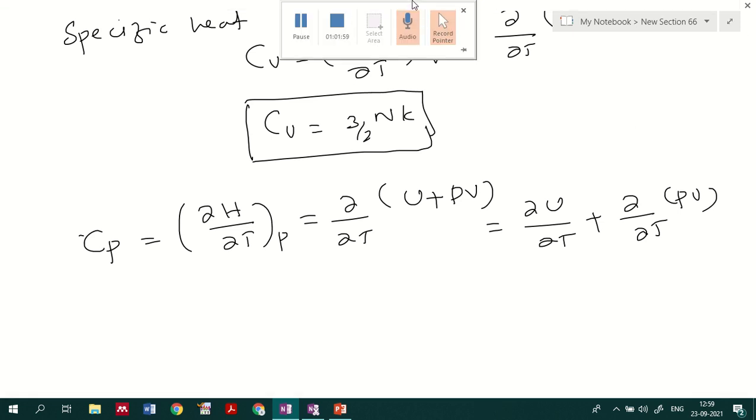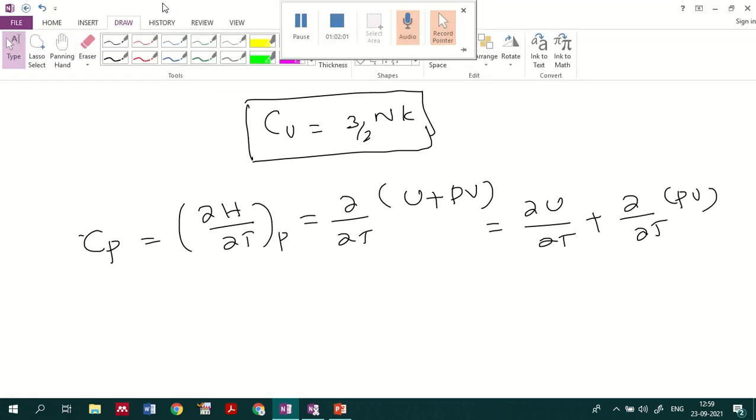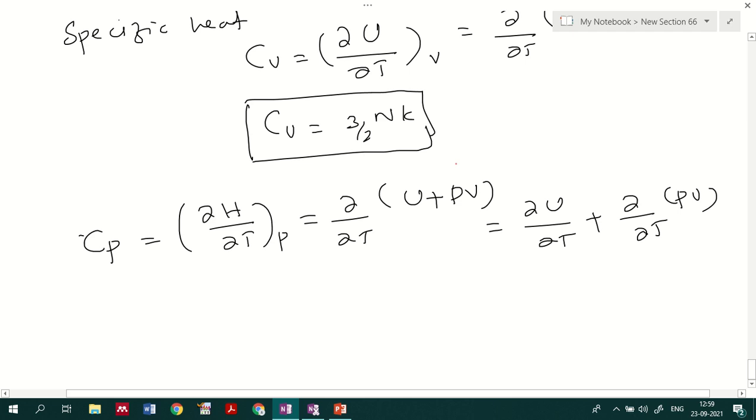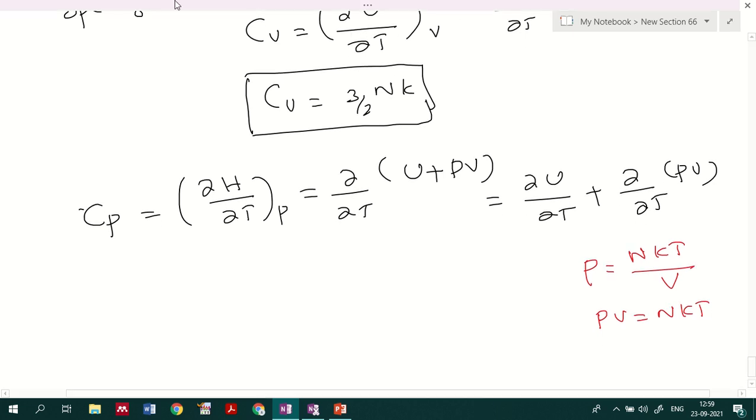We already got the representation corresponding to pressure. So P equal to what? P equal to nkT by V, already identified. So we can represent PV equal to what? nkT.